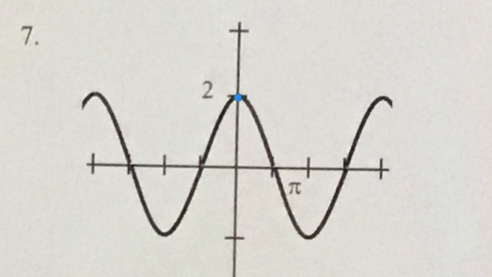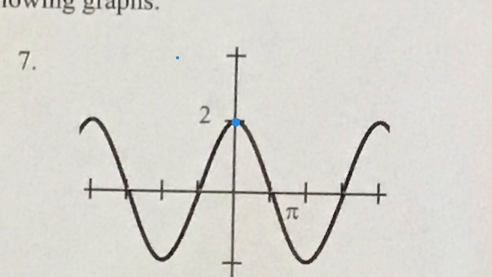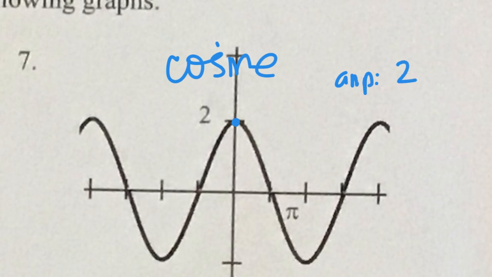Because it starts at a maximum on your y-axis, this is a natural cosine graph. So in other words, we're going to have a cosine equation without a phase shift. So let's figure out what the amplitude is. Well, hopefully you can tell the amplitude is 2, right? Because it's from your midline up 2 units.